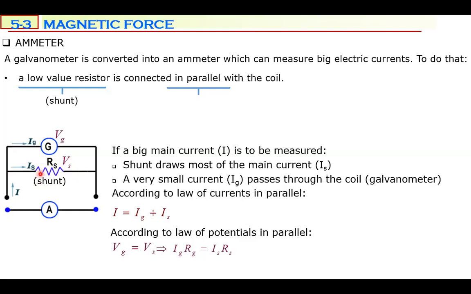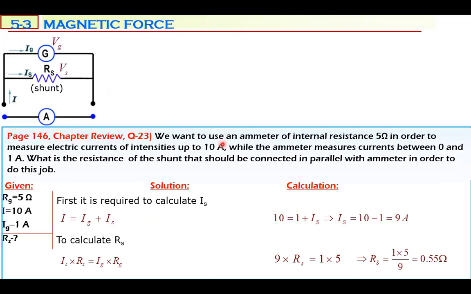An example. We want to use an ammeter of internal resistance 5 ohm. When it says internal resistance, it's talking about the coil, so Rg is 5 ohm. We want to measure electric current intensity up to 10 ampere, so I is equal to 10 ampere. However, this coil can measure a maximum of 1 ampere, so the Ig current of the galvanometer will be maximum 1 ampere.